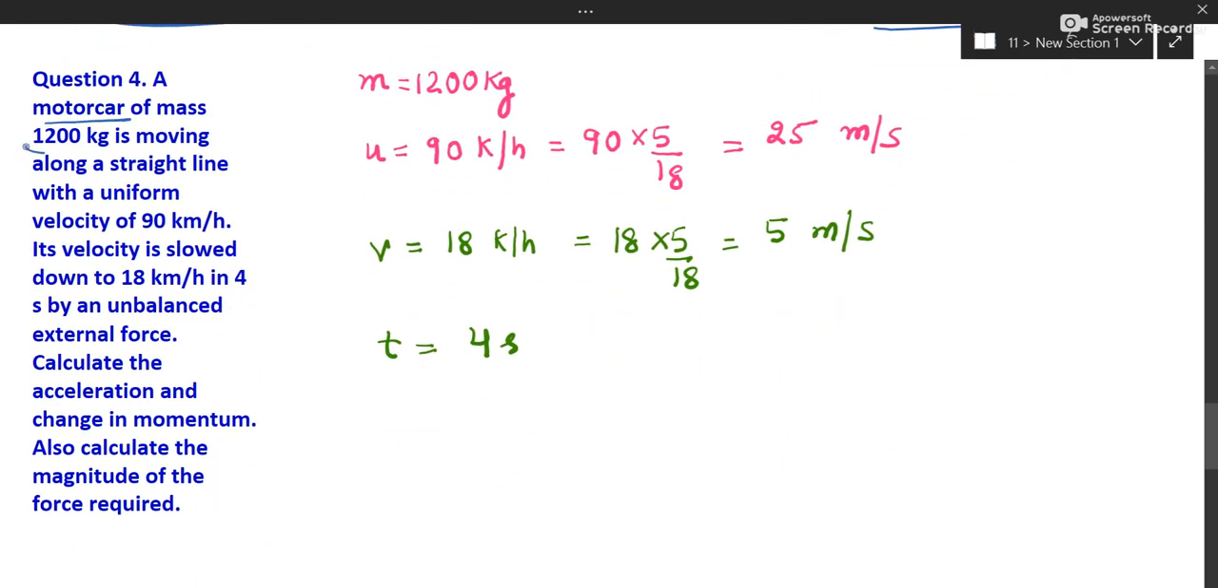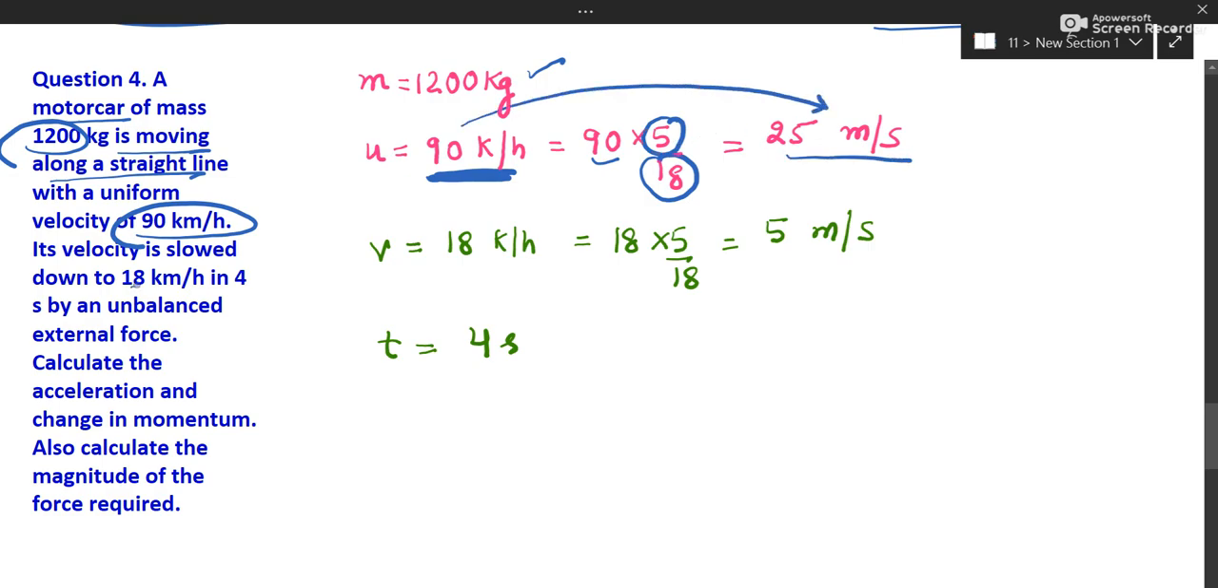A motor car of mass this is moving along a straight line with velocity of 90 km per hour. So 90 km per hour we will convert into SI unit. We'll multiply with 5 by 18. 18 5s are 90. So 5 5s are 25 meter per second. Converted. Now we have 18 km per hour. We'll convert this also by multiplying with 5 by 18. This is 5 meter per second.